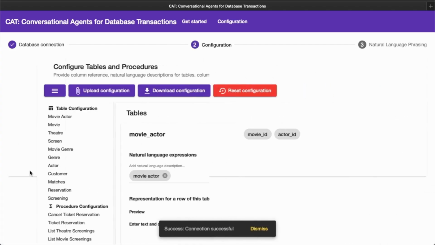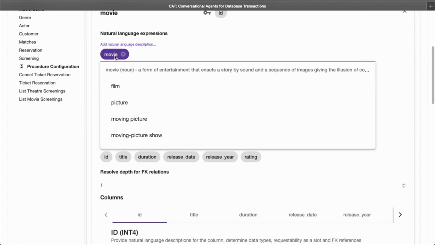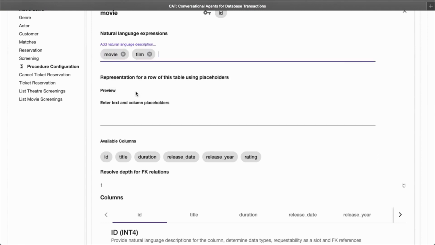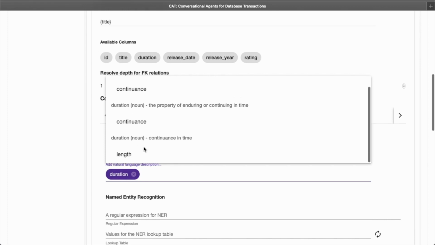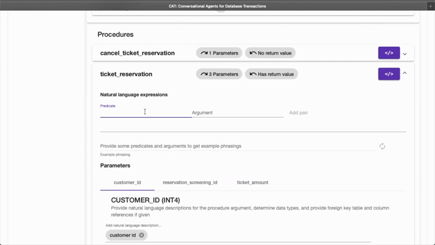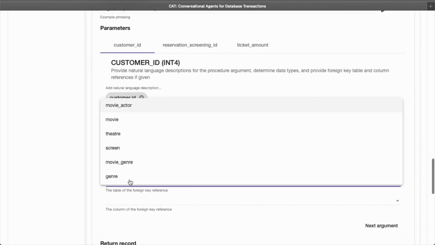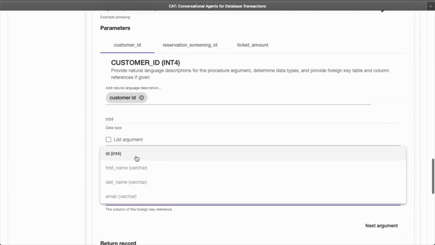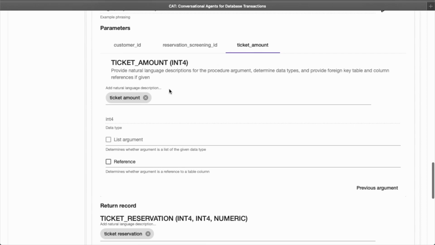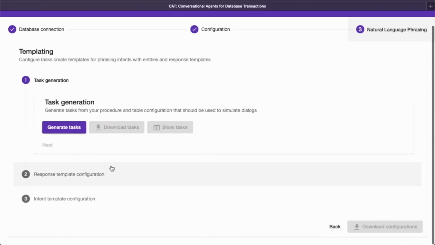The developer now uses CAT's GUI to generate the agent. First, CAT extracts the schema information with its tables and transactions from an arbitrary relational database. The developer then provides example natural language expressions for tables, columns, and transactions. Furthermore, they have to configure each transaction parameter and return value with this reference to the schema's table and columns, such as this customer ID parameter referring to the customer's primary key column.